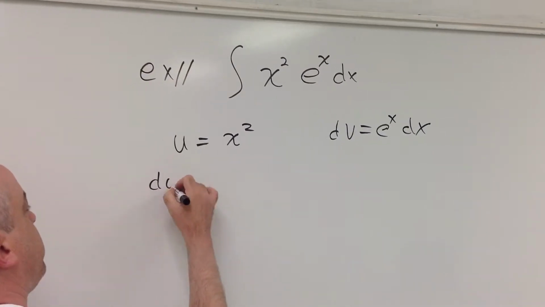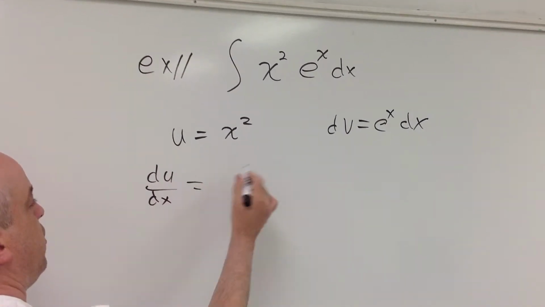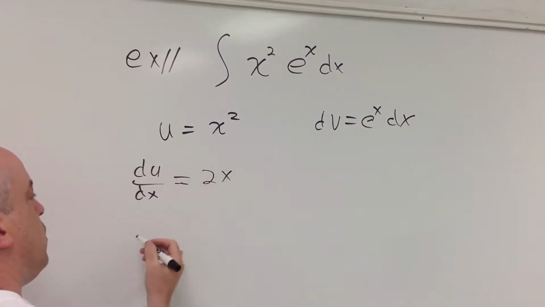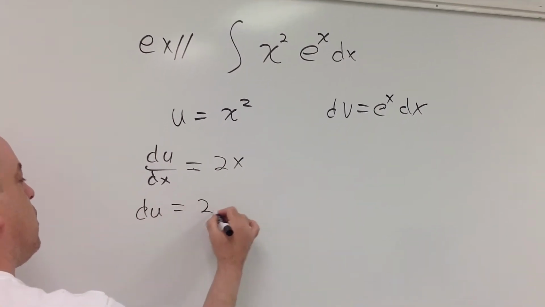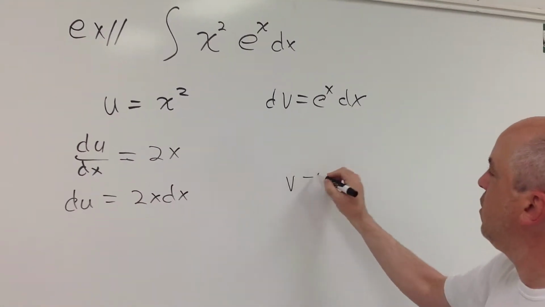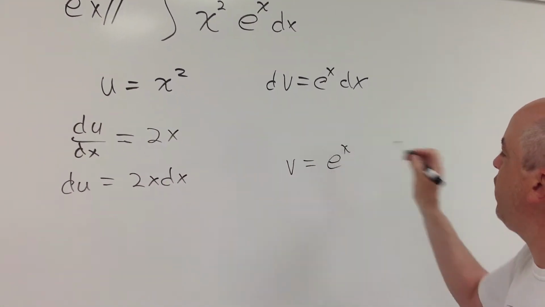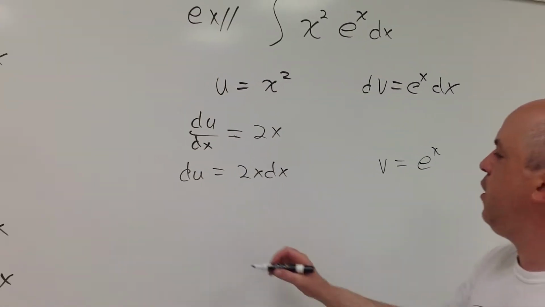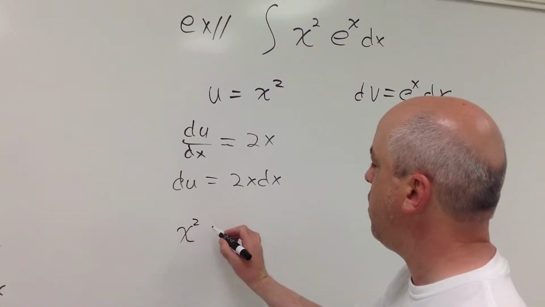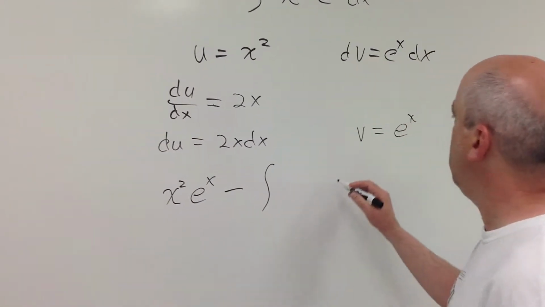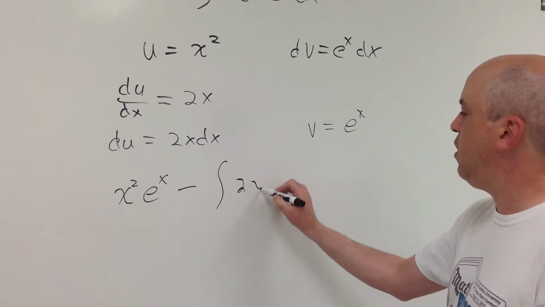Now we take the derivative here. These first two steps are going to be the same every time. Take the derivative of u, solve for du, and v, e to the x is kind of nice. We just get e to the x. Now we use the formula. So u times v, that's x squared e to the x minus the integral of v du, 2x e to the x dx.